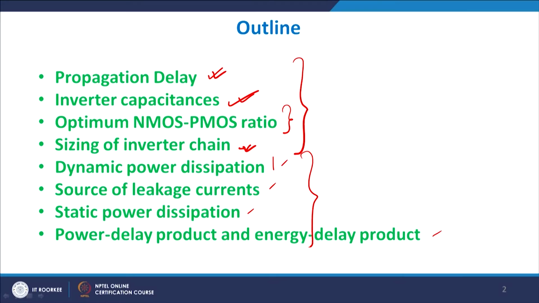So the first half of our lecture will be concentrating on delay and the second half we will be concentrating on power. So this will be power whereas this will be delay. Given an inverter, can I optimize its power and delay? That will be the major motivation behind this module of this lecture series.